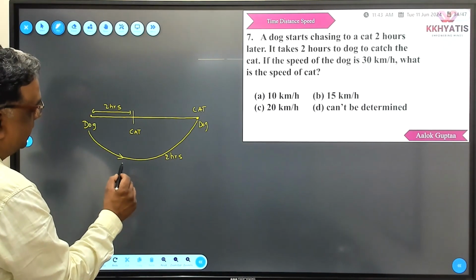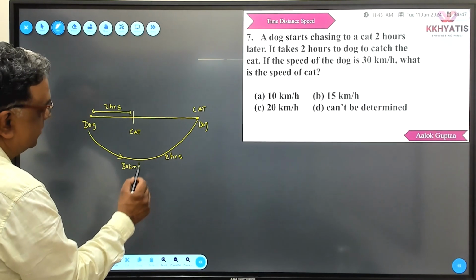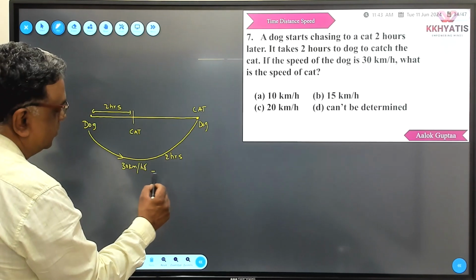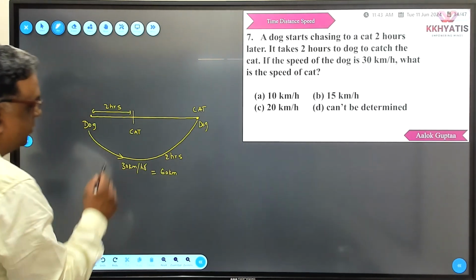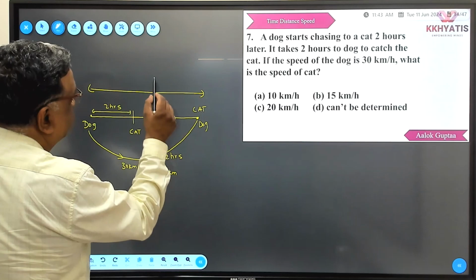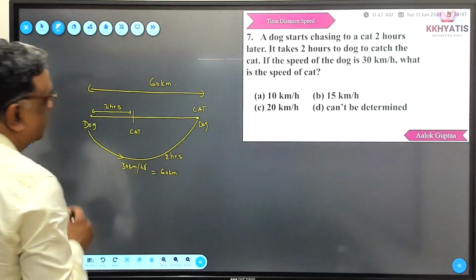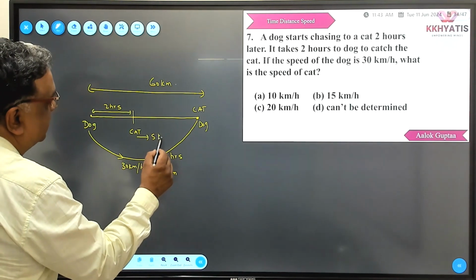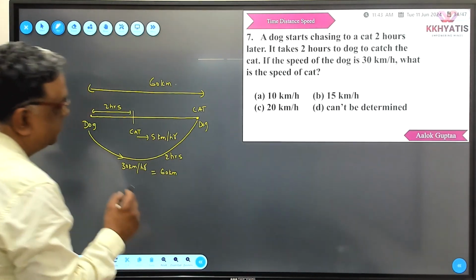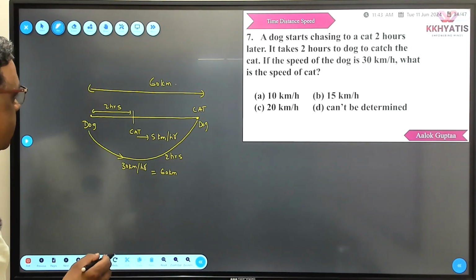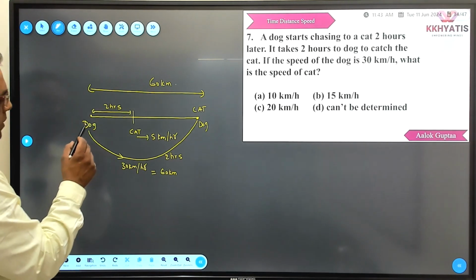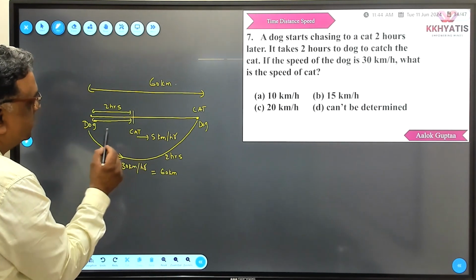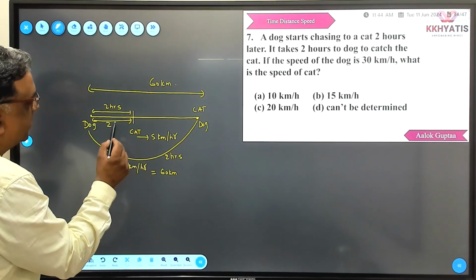And इसकी speed है 30 kilometers per hour. Which means the total distance dog must have covered is 30 into 2, 60 kilometers. So your full distance 60 kilometers. Now they have asked the speed of the cat. So let us say the speed of the cat is s kilometers per hour. Which means in 2 hours, cat must have covered this distance as 2 into speed, that is 2s.